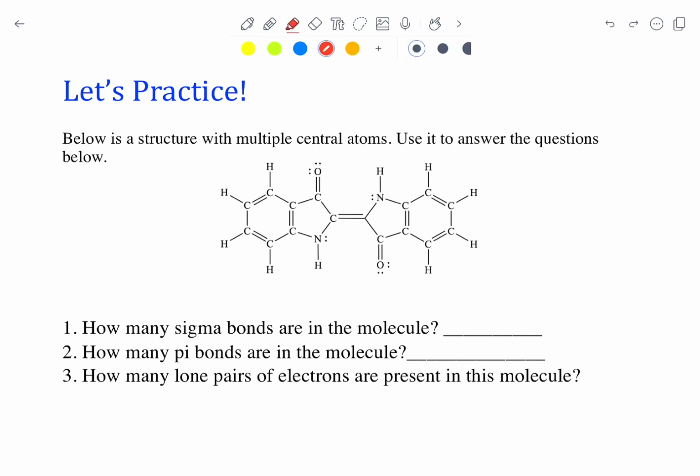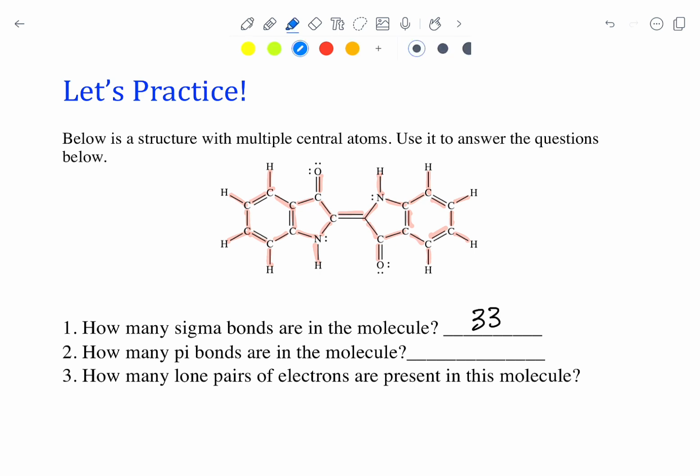Okay, let's go through with our highlighting again. I'm going to go through my sigma first. We're going to do 1, 2, 3, 4, 5, 6, 7, 8, 9, 10, 11, 12, 13, 14, 15, 16, 17, 18, 19, 20, 21, 22, 23, 24, 25, 26, 27, 28, 29, 30, 31, 32, 33. So it's 33 sigma bonds.